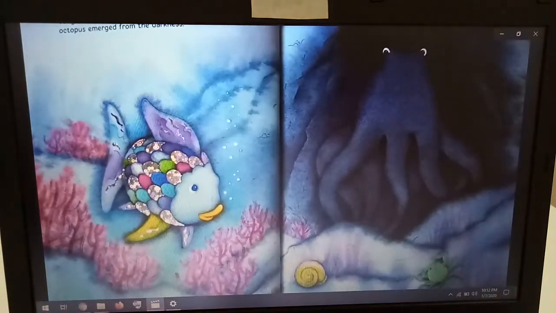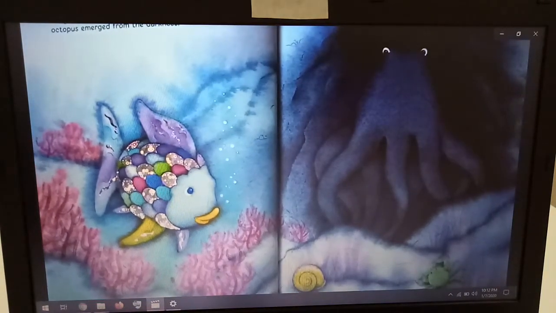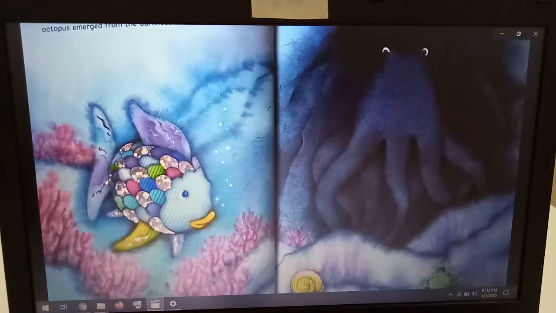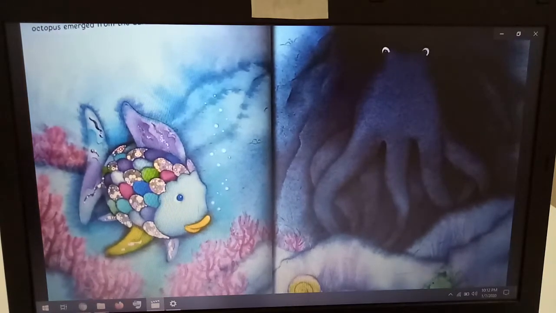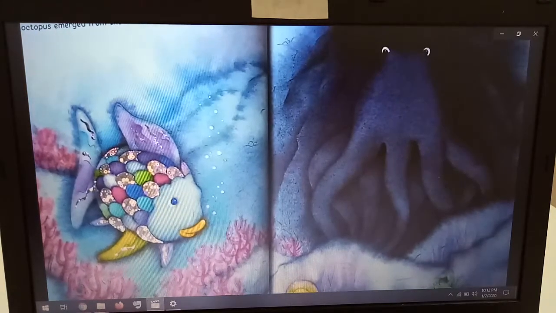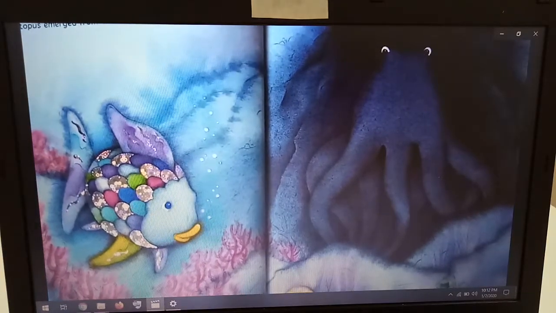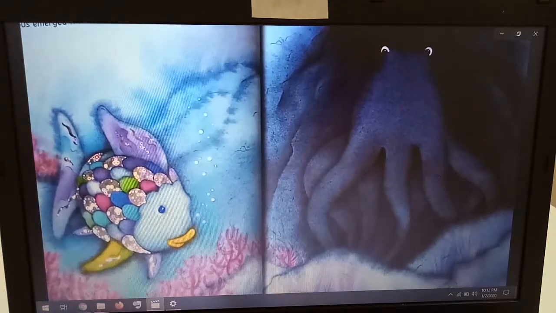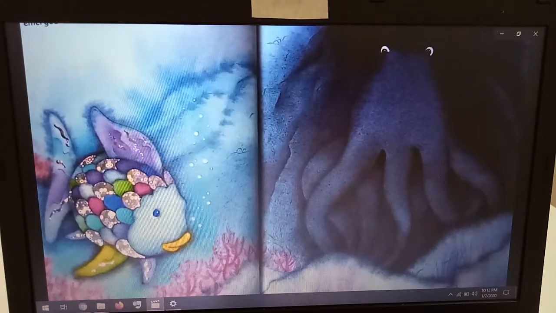The Rainbow Fish found the cave. It was very dark inside, and he couldn't see anything. Then suddenly, two eyes caught him in the glare, and the octopus emerged from the darkness.